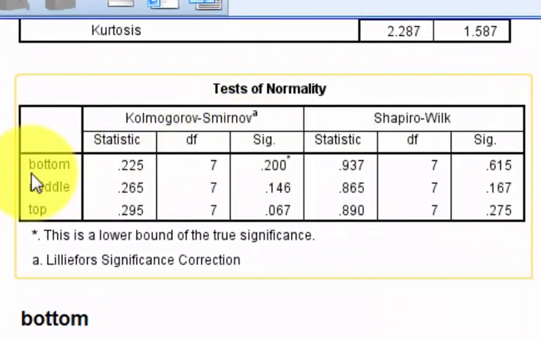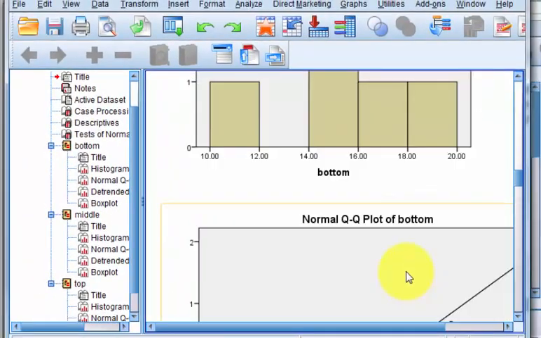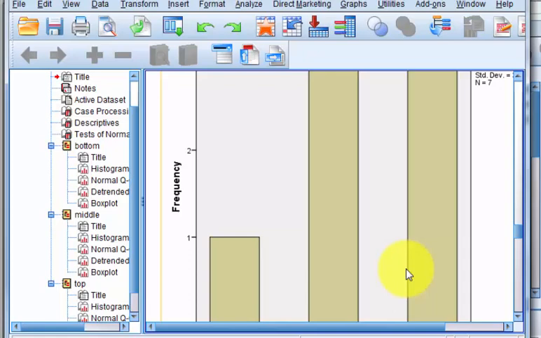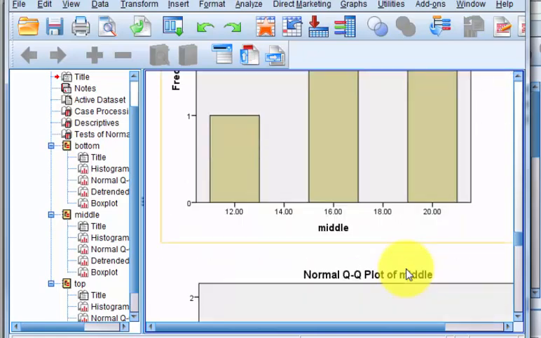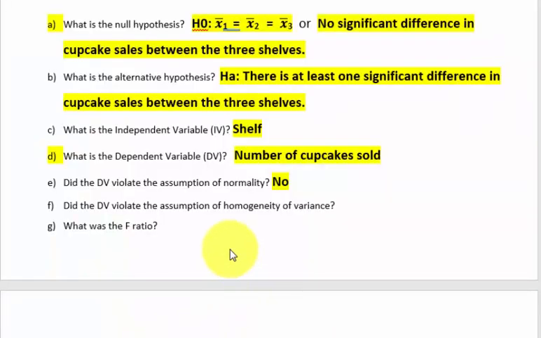And, oh, silly me. So the bottom did not violate, right? We're looking at the sig values. The middle did not violate, and the top did not violate. So none of them violated the assumption of normality. How about that? And again, we're only looking at the histograms, and they're kind of histogrammy. All right, so no, they did not. So normality is the first assumption. You always check with t-tests and ANOVAs.